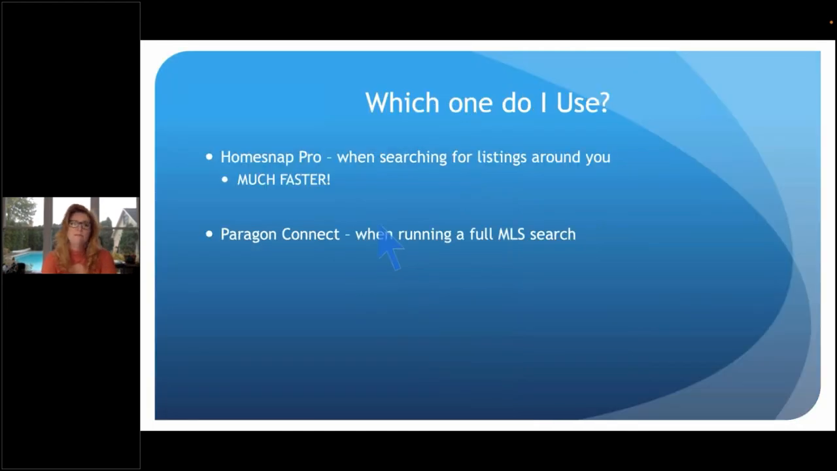So which one do I use? HomeSnap Pro when searching for listings around you. You will try it in Paragon Connect, you're like, oh, this is dumb or painful. And then Paragon Connect, when running a full MLS search, entering your contacts and clients. If you want to do it right then and there, sometimes you want to. Like you're sitting at a tennis tournament with one of the other moms and they want to know, we'll get you set up right now.